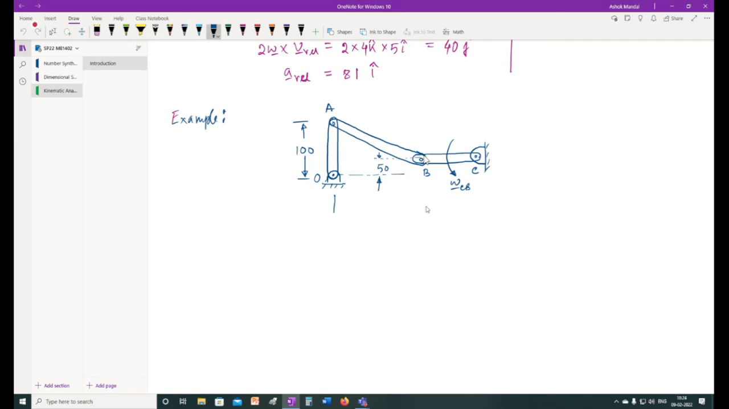The distance between these two points is 250, and this length is 75. Obviously, we have not drawn it with proper proportion. In this case, this OA is vertical and CB is horizontal. We need to determine the angular velocity of OA and AB.